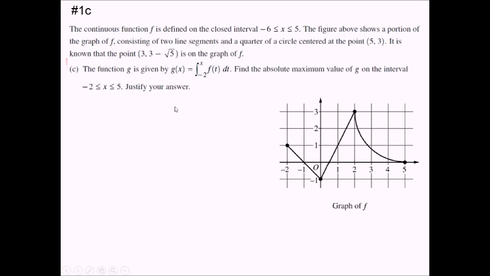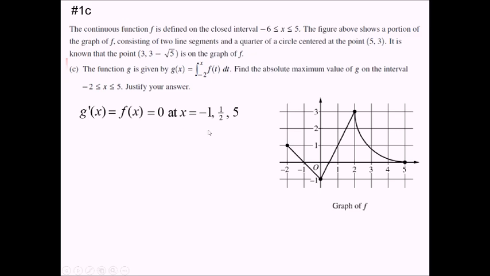So let's come up with what g prime actually looks like first. G prime, if you take the derivative of this integral here with the variable in the upper limit of integration, you're basically just plugging x in for the dummy variable t. So g prime of x is just f of x. And where does f of x equal 0? Well, we can look that right up on the graph. That happens at x equals negative 1, at x equals 1/2, and all the way over here at x equals 5, but 5 is an endpoint anyway, so we were going to test it anyway.